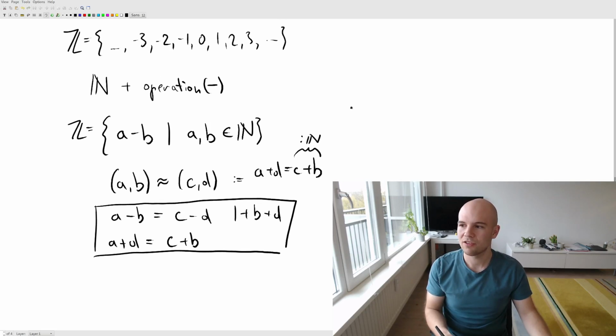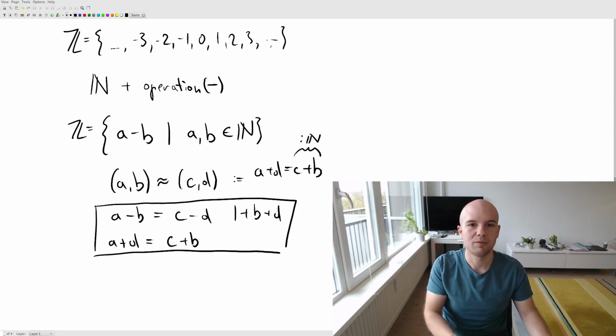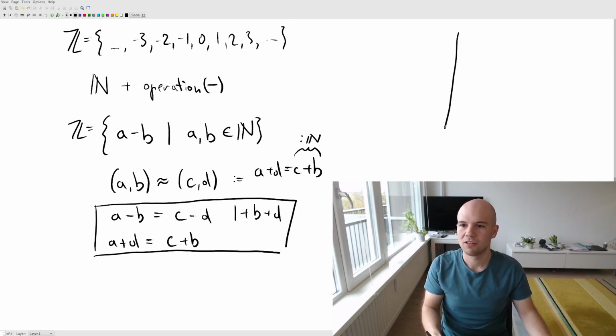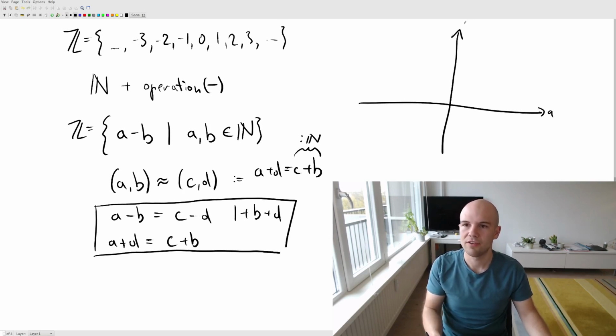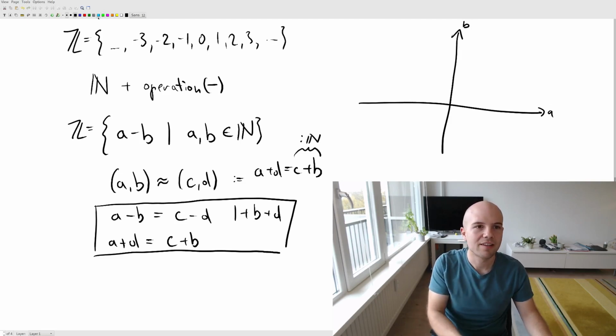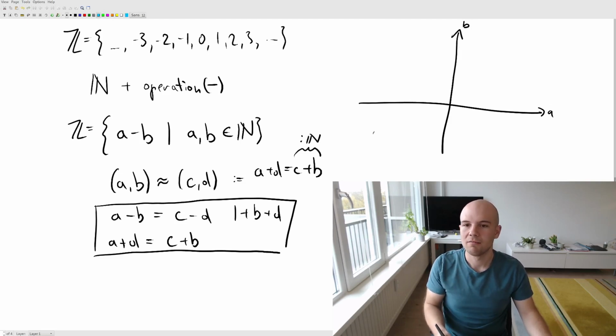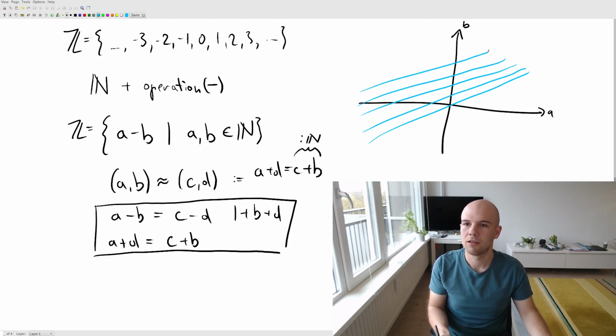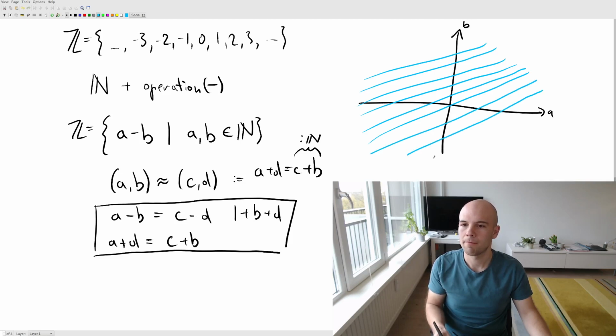Maybe it makes sense to draw this a bit visually. Here we have a, and here we have b. The equivalence classes that we get are approximately these ones here. This is 0, this is -1, this is 1, this is 2, this is 3.